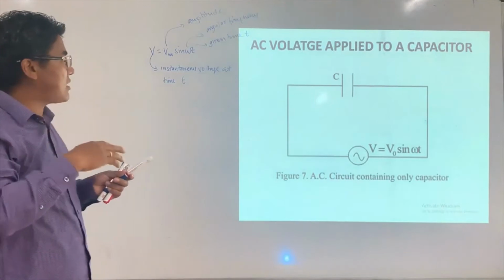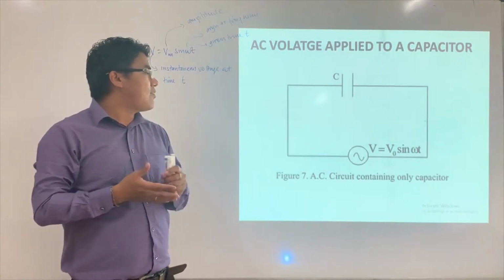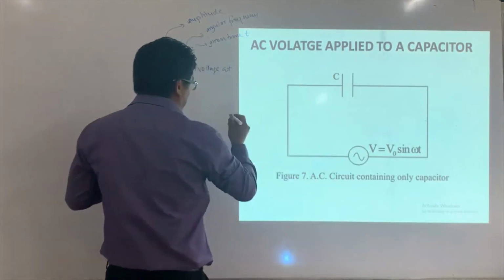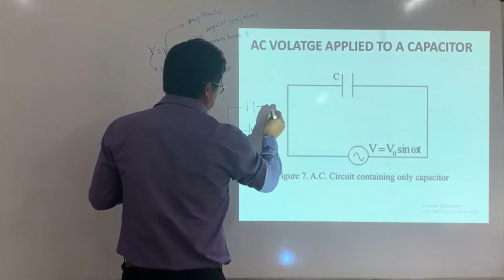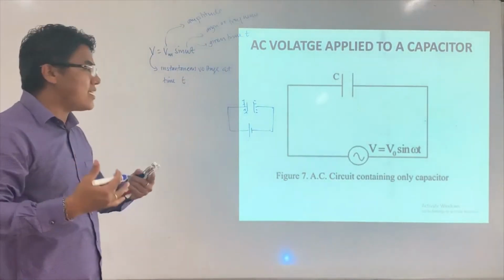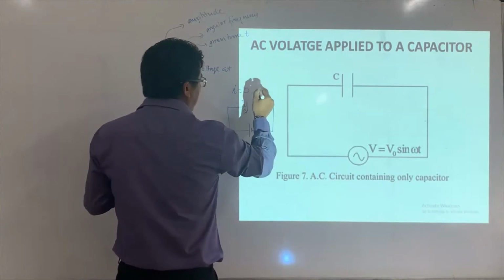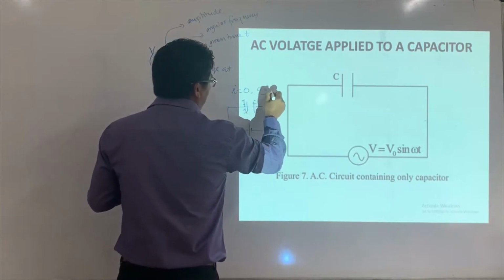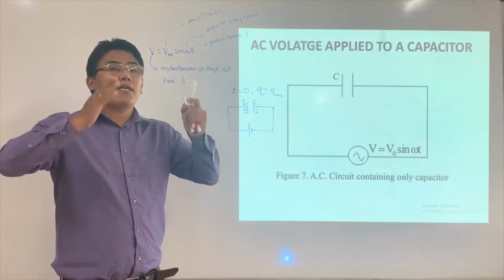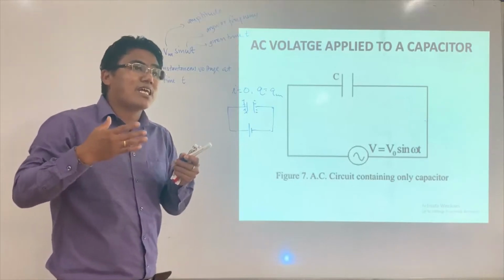Since it is a capacitor, we have learned in chapter number 2 that if I apply a DC source to a capacitor, the circuit is cut off. Let's say I have a capacitor like this and I apply a DC source. There will be charging, and once the capacitor gets fully charged, the current is going to be zero. Once Q becomes Q max, that means the capacitor is fully charged. Therefore, when we keep a capacitor in a DC source, the capacitor doesn't allow a direct current.